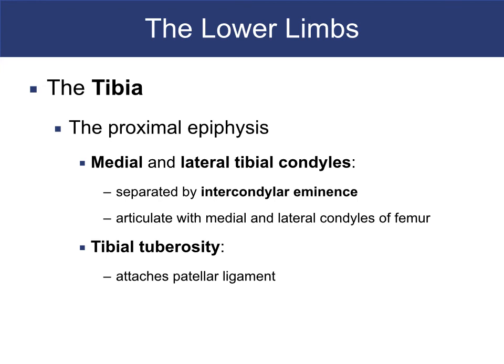So the tibia has got medial and lateral tibial condyles. These are the condyles right here, the smooth parts, where the femur is going to fit on top of that, right? The medial and lateral condyles of the femur are going to fit on the medial and lateral condyles of the tibia, and that makes most of your knee joint.